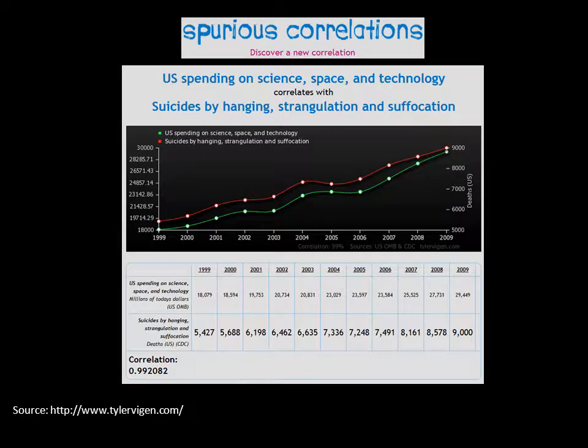There's an interesting website where you can look at different spurious correlations, and the website is below. This is one of the examples from the website. It shows that the dollars spent on science, space, and technology increases alongside suicides by hanging, strangulation, and suffocation. This is obviously nonsensical, and it might be due to a third variable. It might be attributable to population growth: suicides by hanging, strangulation, and suffocation increase with the growing population, as does the spending on space technology. So the relationship between those two factors might be due to a third variable like population growth.